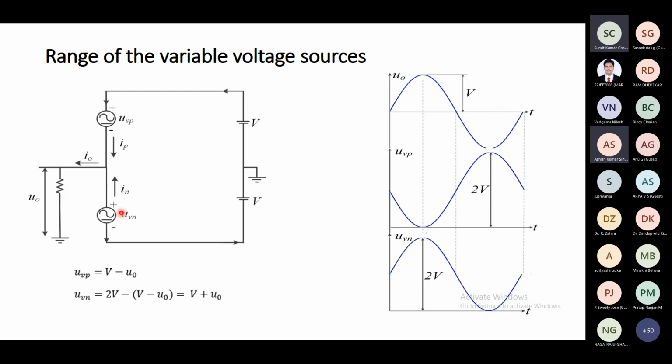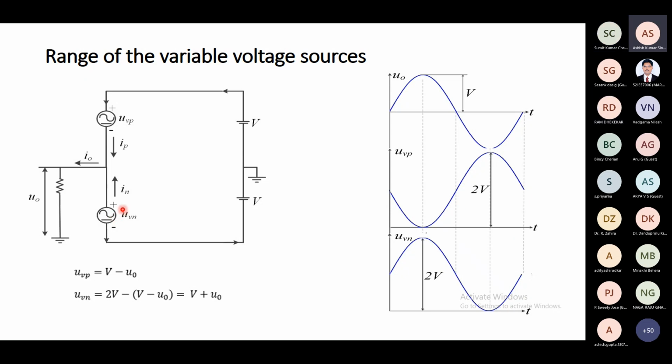KVL has to be satisfied. Here it is V and this is also V, and this is 0. Then UVN will be... UVN has to be 2V, right? Then only the KVL is going to be satisfied.